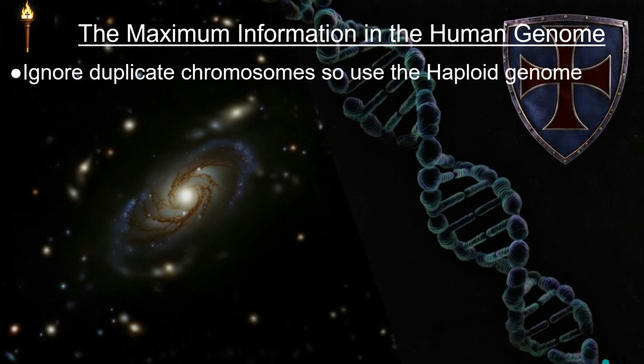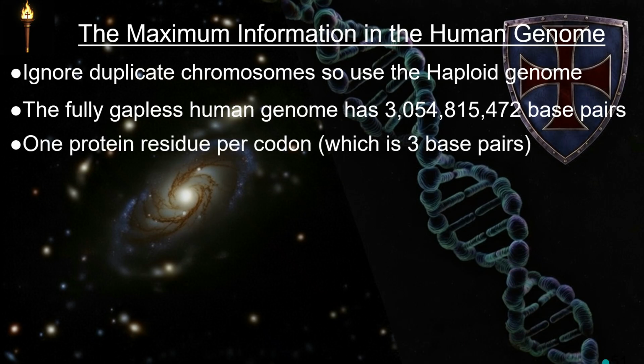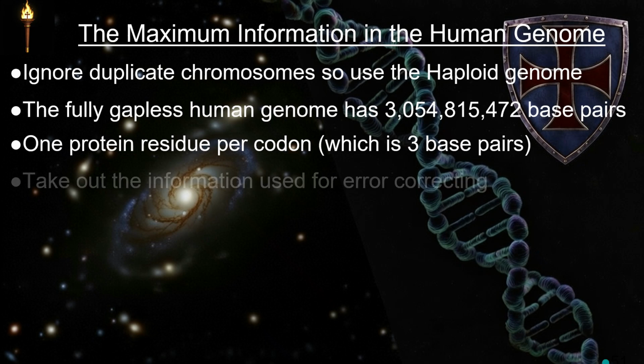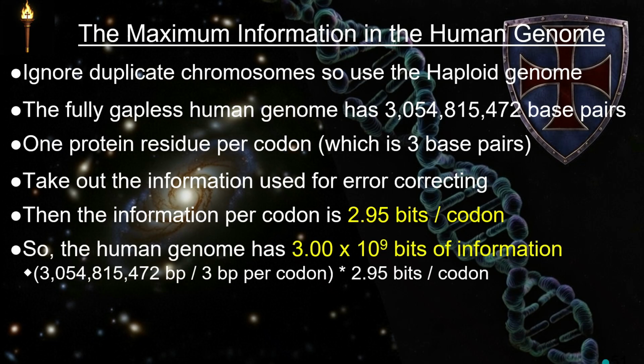We're going to ignore duplicate chromosomes. We're going to use the most recent research regarding the number of base pairs in the human genome, which is about 3 billion base pairs. There's one protein residue per codon. If we take out the information used for error correcting, we use the minimum information per codon, which is 2.95 bits per codon. We do a little bit of simple math, and we find that the human genome has 3 times 10 to the 9 bits of information.